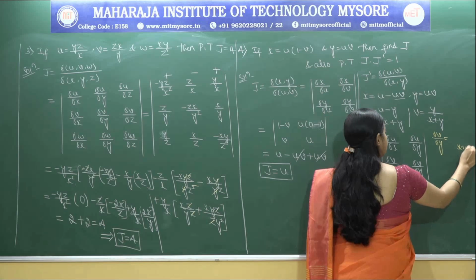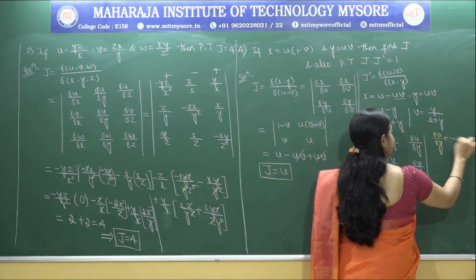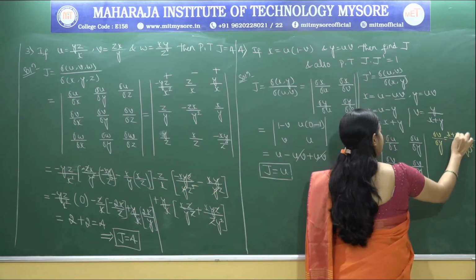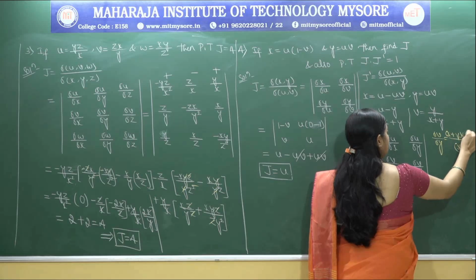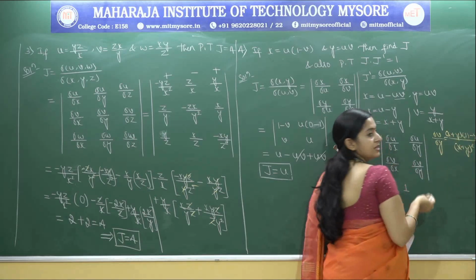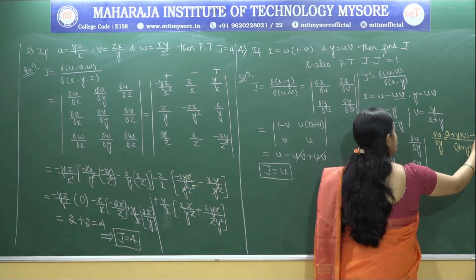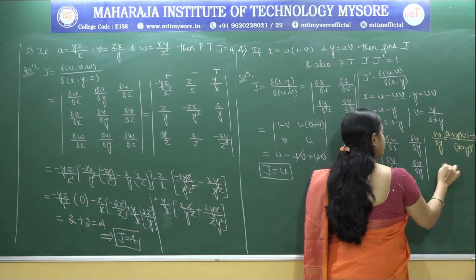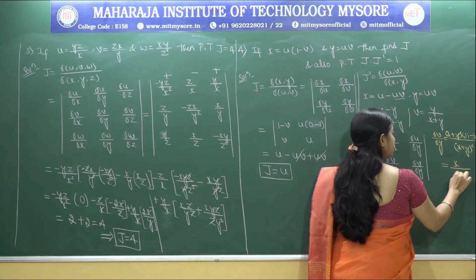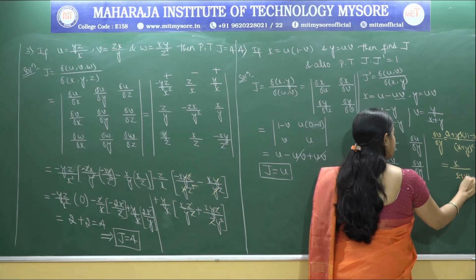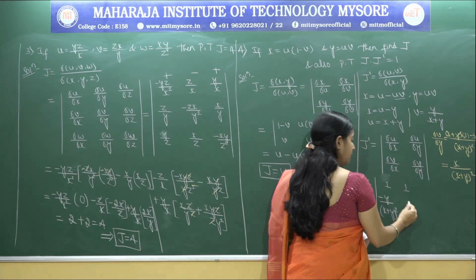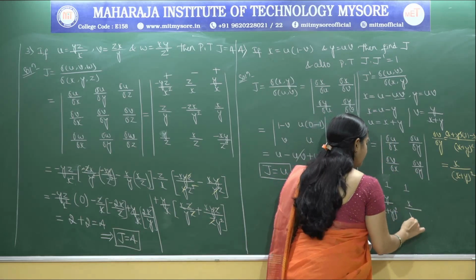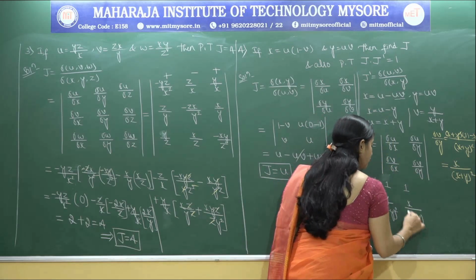It is denominator square. Write the denominator, numerator differentiation is 1, minus numerator, denominator differentiation 0 plus 1. So minus and plus y get cancelled, and you will get this answer: x divided by x plus y whole square. You substitute here x divided by x plus y whole square.